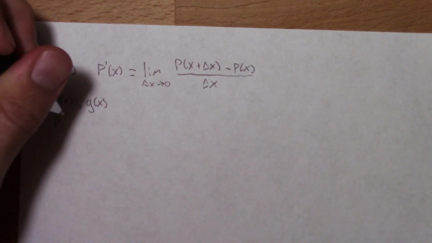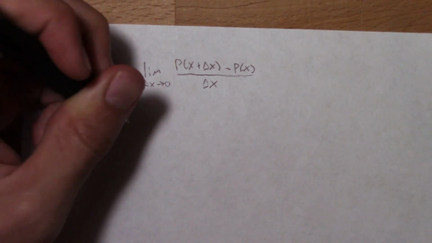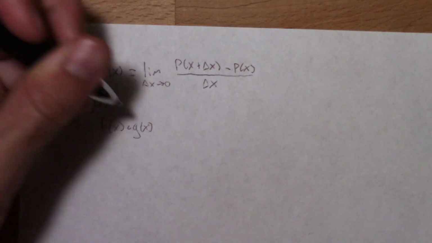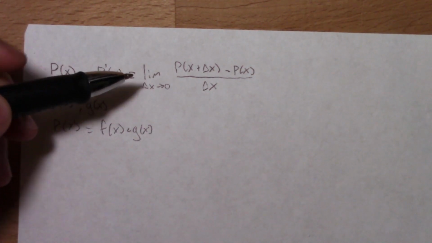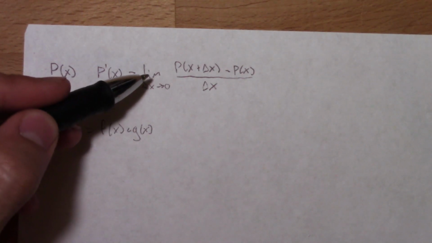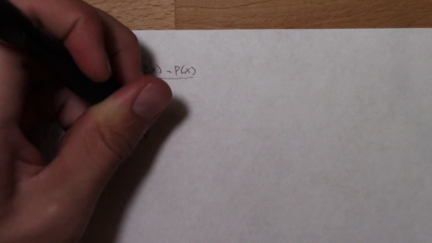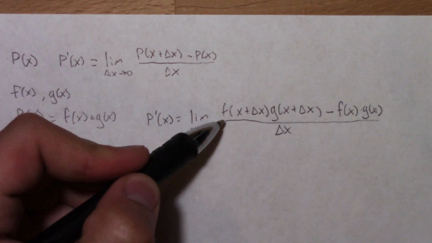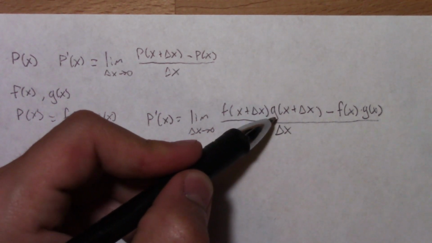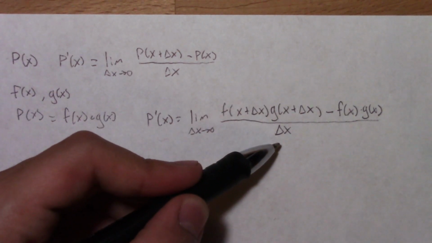And let's say p of x equals f of x times g of x. P of x is the product of f and g. Then, applying the definition of the derivative and the definition of p, we get p prime of x equals the limit as delta x approaches 0 of f of x plus delta x times g of x plus delta x minus f of x times g of x all over delta x.